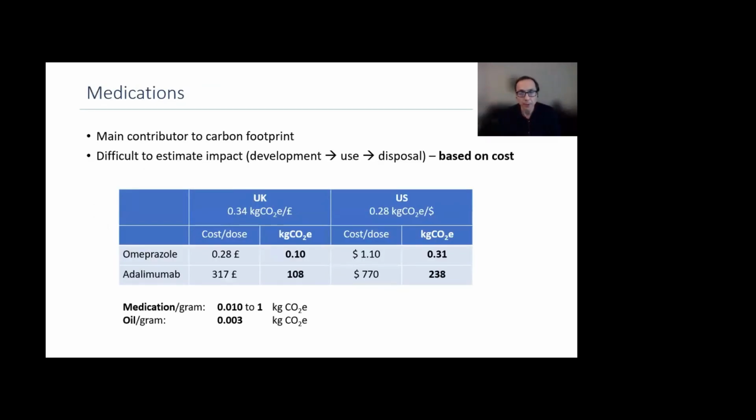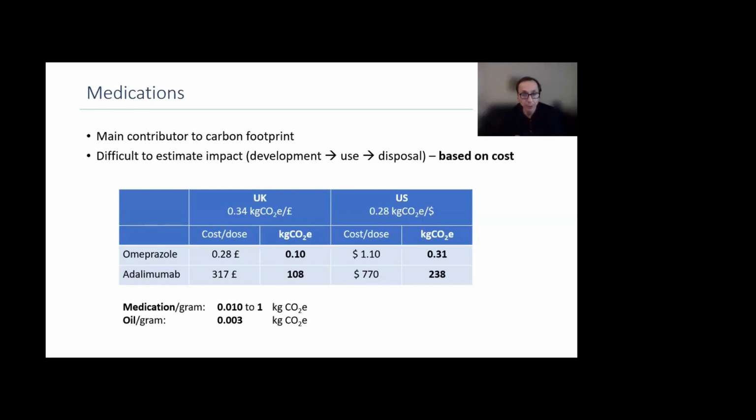So what about medications? We know that medications are a major contributor to carbon footprint within the healthcare sector, but it's difficult to estimate the carbon emissions in part because it's difficult to estimate emissions during the development phase of a drug. And therefore, the price of a drug has been used as a surrogate for estimating carbon emissions. This is problematic because price varies between countries and changes over time. So let's take, for instance, omeprazole. In the UK, the carbon footprint of one tablet is 0.1 kilogram. But in the US, it's more expensive. So the estimated carbon footprint is 3 times as much.